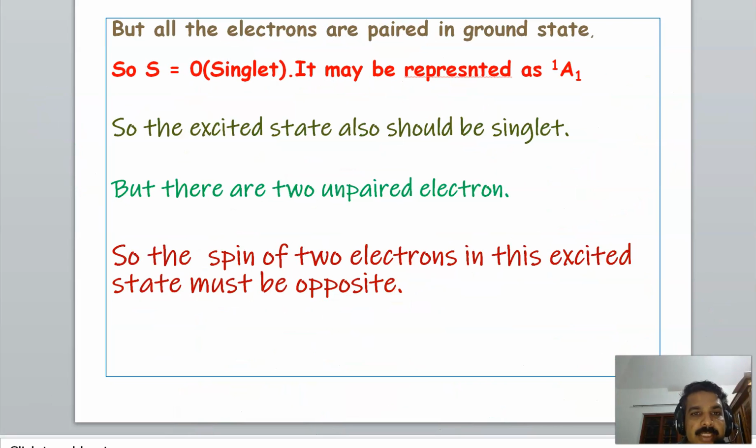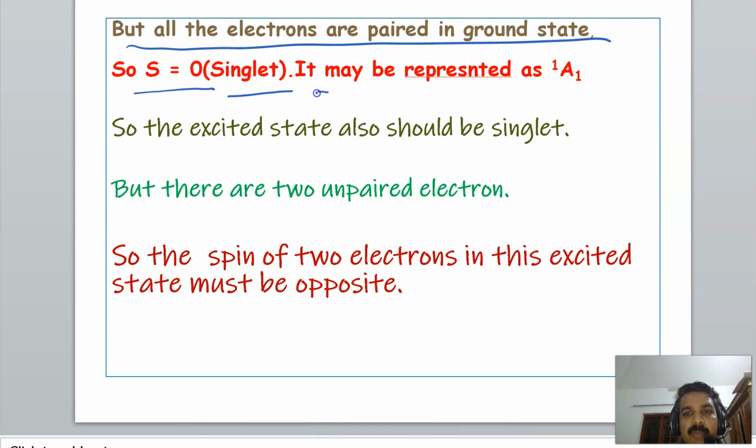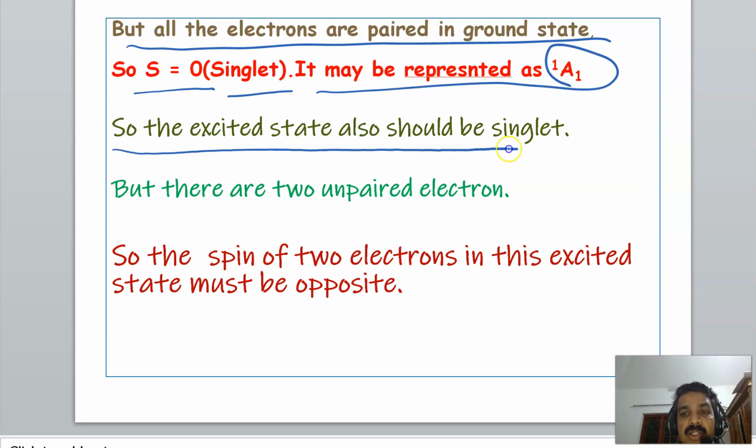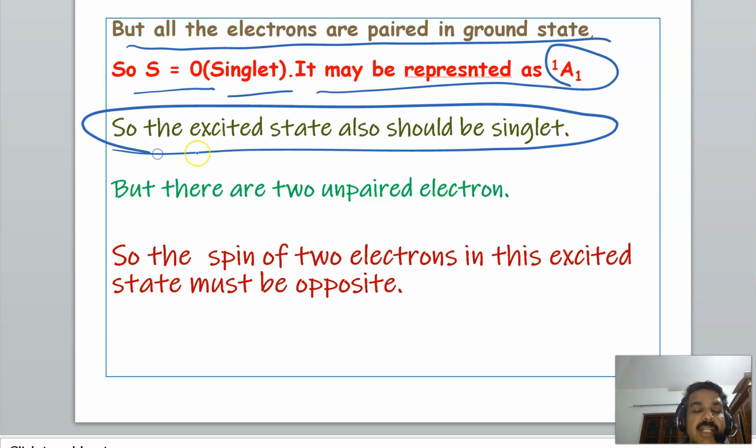Okay. For example, all the electrons are paired in the ground state. So S equal to 0, singlet. It may be represented as A1 raised to 1. I told you. So the excited state also should be singlet according to spin selection rule. Spin selection rule states that there should not be change in spin during transition. So the ground state is singlet. So excited should also be singlet.